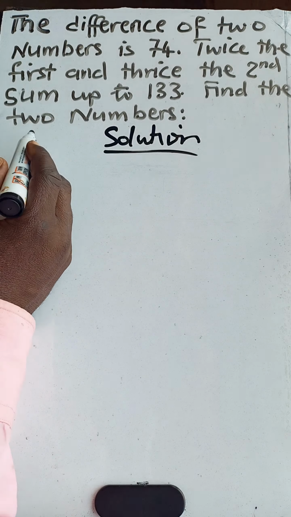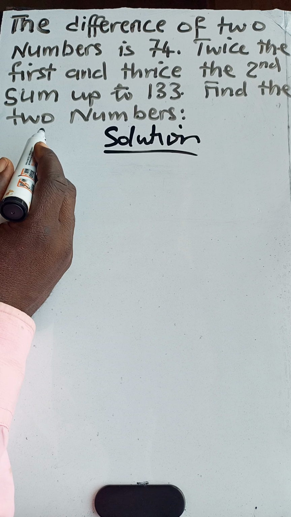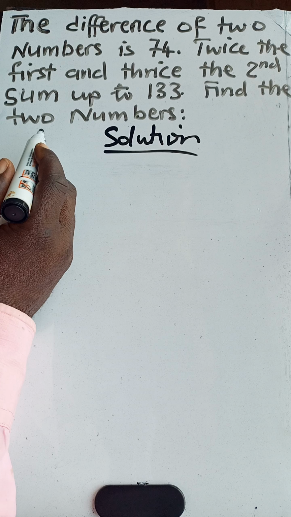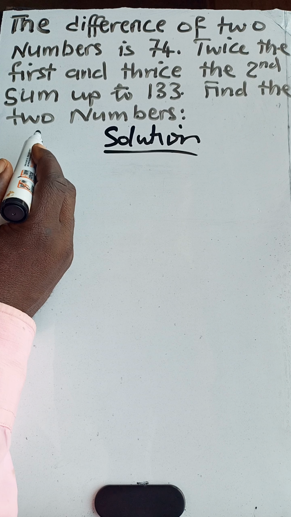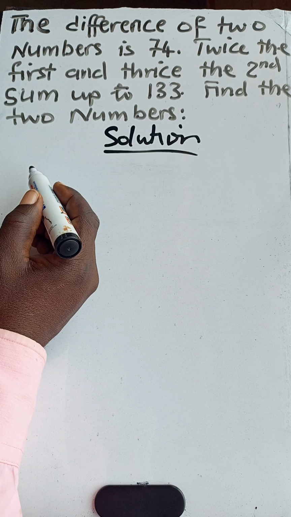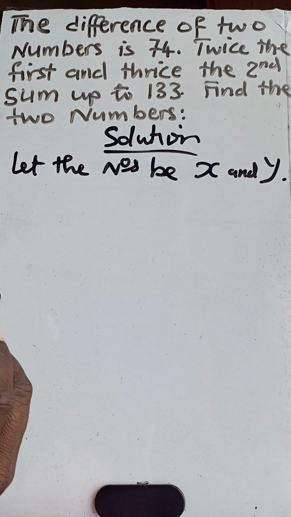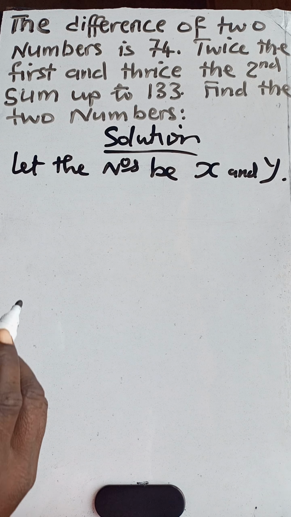We are told that the difference of two numbers is 74. Twice the first and thrice the second sum up to 133. Then we are asked to find the two numbers. Now, since we don't know the two numbers, let us give them variables. So let the numbers be x and y. For example, I've chosen x and y.